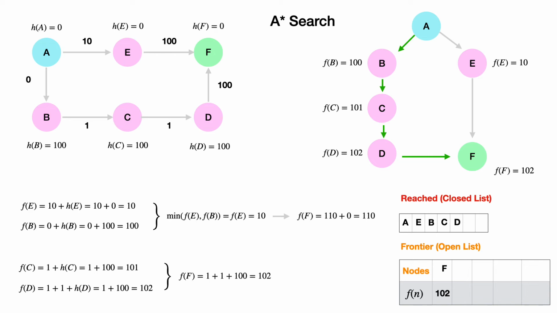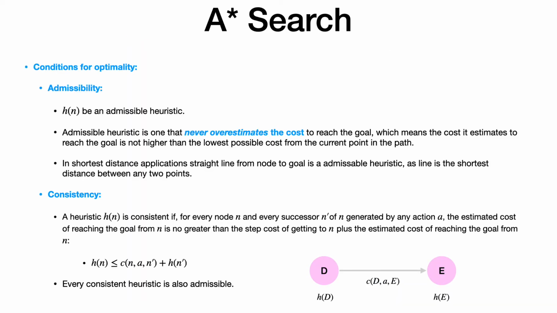So both these put together, we try to pop the nodes based on the node which has the least cost. So this is how A star search algorithm works. So let us now see when you could get the optimality.